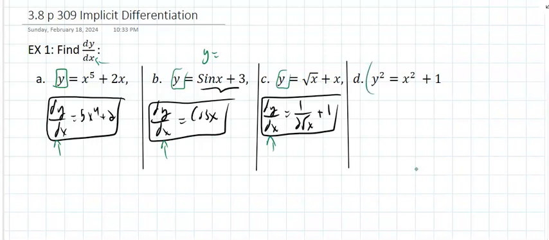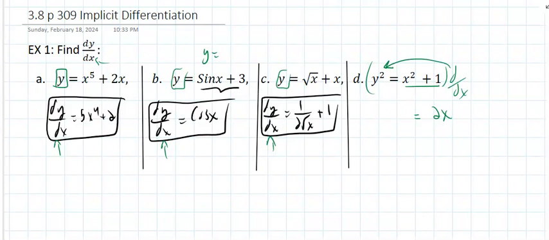If I say take a derivative of this with respect to x, well, the right side I'm used to. Anything with an x I know how to do. The derivative of x squared is 2x. The derivative of 1 is 0. That's easy. But the left side, we have a problem now.